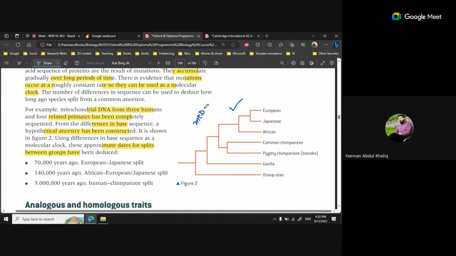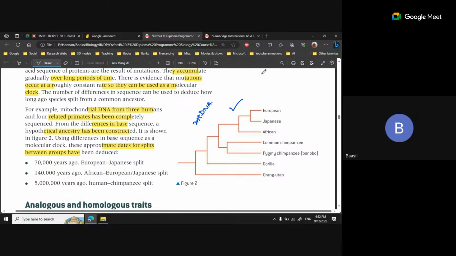And why so? Because mitochondrial DNA does not perform any sort of crossing over. Why? Because there is no diploidy. The mitochondrial DNA is only haploid, so no crossing over occurs. If you remember, I told you that crossing over would occur between the homologous chromosomes.